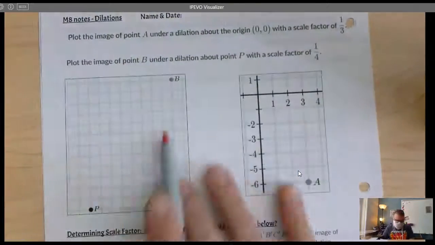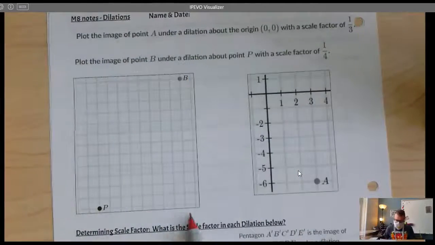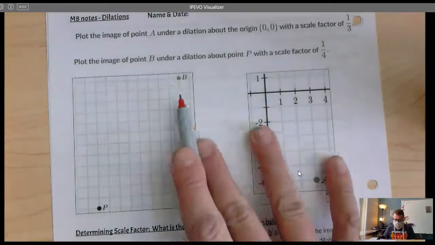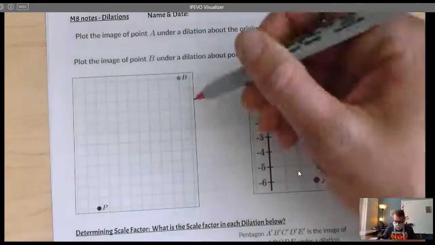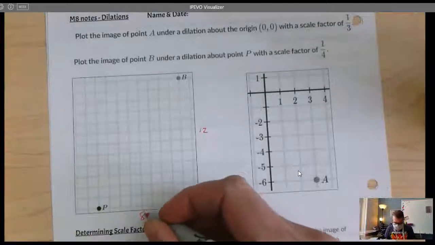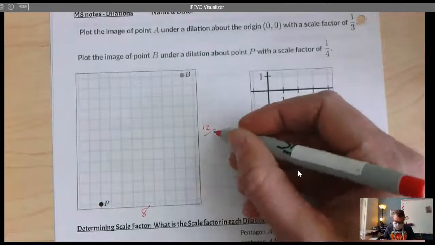There are no coordinates to actually reference here. So all we can really do is look at our X, Y directional. So from B down to P. Anyone get that all measured out? 12 down. And then how far over? 8. So then a scale factor of 1/3. Good thing those numbers work nice.